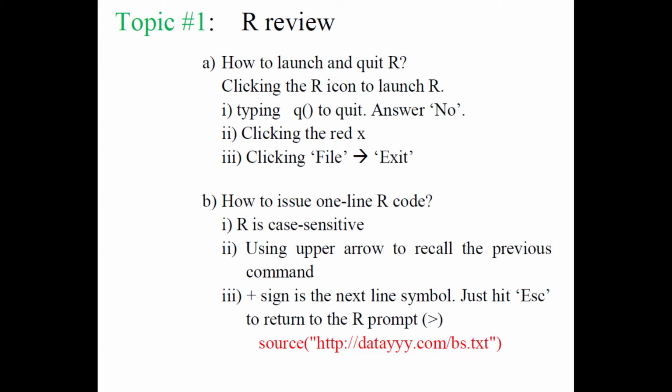How to issue one-line R code. The line is issued here, source http data yyyy.com bs.txt. Just remember, R is case sensitive. Pay attention to your spelling. You can use the up arrow key and down arrow key to move to the previous command and next command. And the plus sign is the next line symbol. Don't try to continue typing. Just hit the Escape key to return to the R prompt, then retype your command.